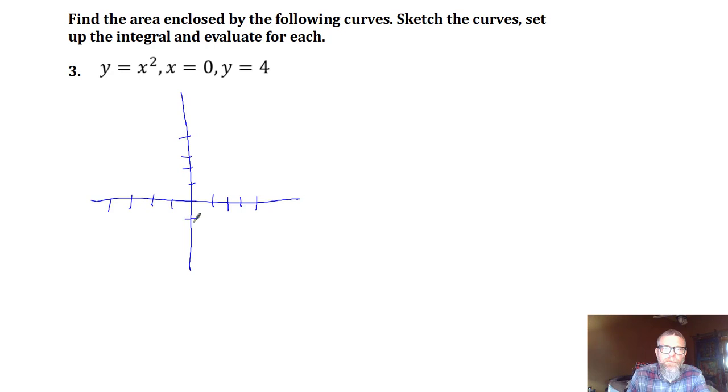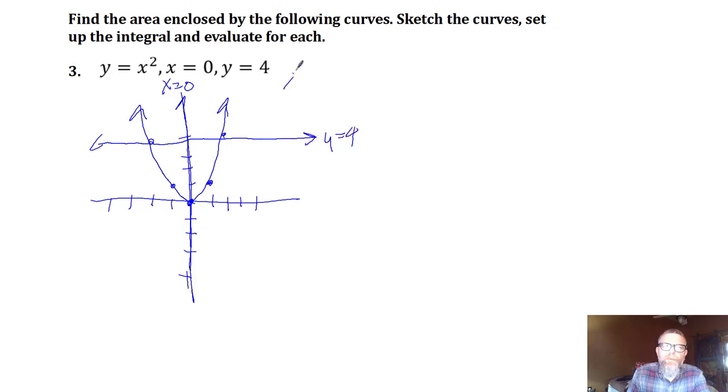1, 2, 3, 4. 1, 2, 3, 4. This is much like the last one we did. y equals x squared is going to be a quadratic function: over 1 up 1, over 2 up 4. It's going to look like this. x equals 0 is going to be this line right here. y equals 4 is going to be this one right here. And we're going to make it x is greater than or equal to 0. So we're just going to be looking at this interval right here.